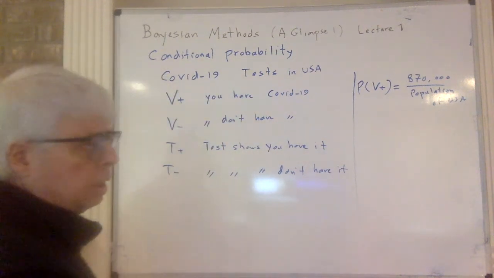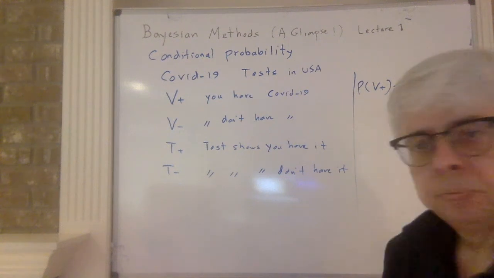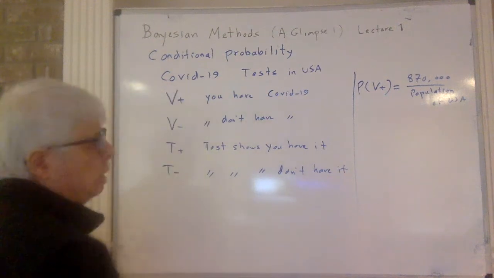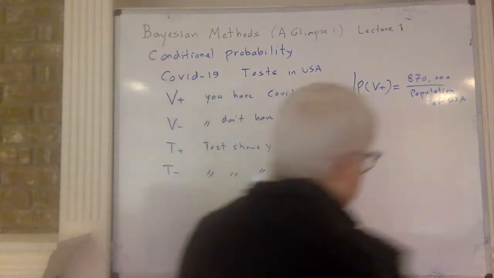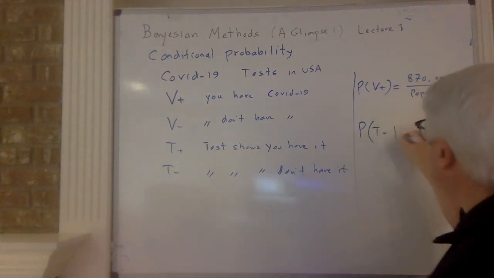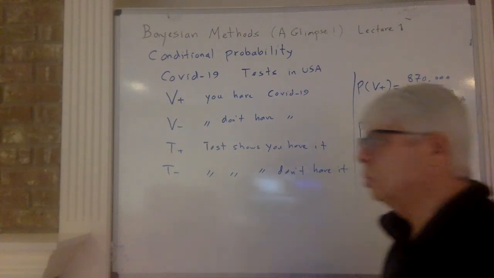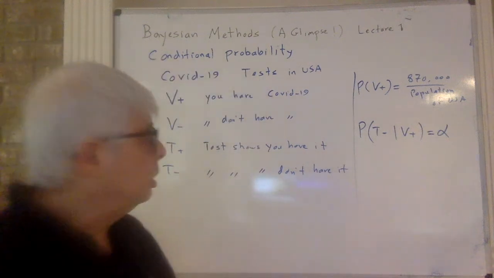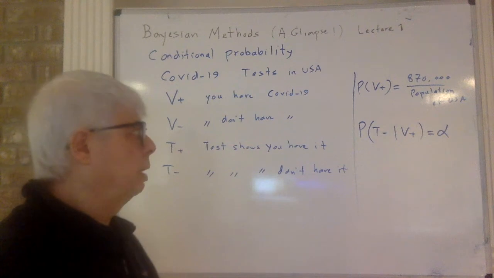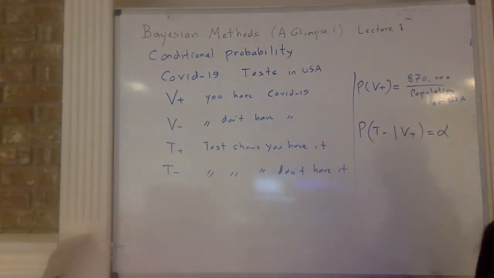What is false negative? They said false negative is when someone has it, but the test shows negative. So that is the test is negative given that you have it. Right? I think I saw in the news, or maybe I read somewhere, that for some tests it is 30%, that is 0.3. That's bad, and you can tell why. Because you have it and the test says no. Just go and have fun.